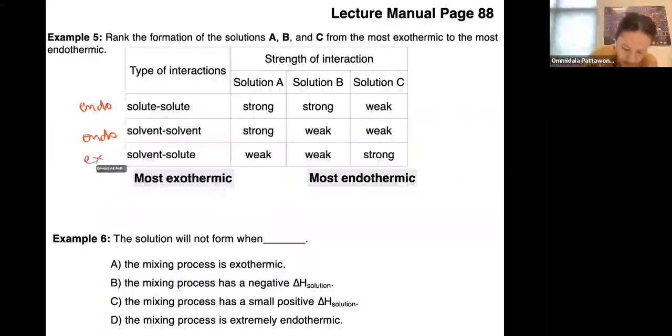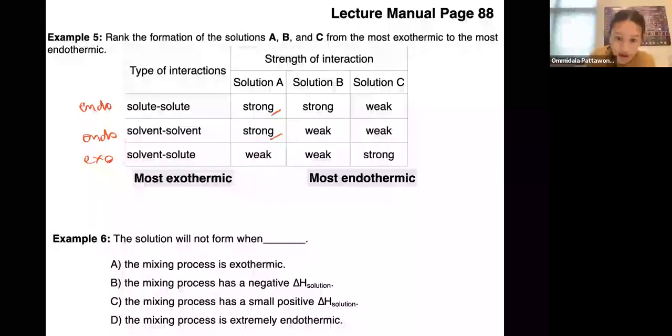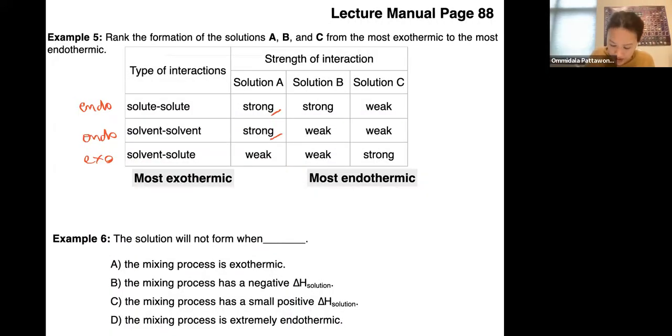This one is exothermic. Okay, so now if the strength of the solute is strong and the strength of the solvent is strong, you are going to end up having to give a lot of heat to separate them. And therefore, in this case, A would be the most endothermic because it's going to require more energy than any of these in order to separate the solute and solvent molecules.